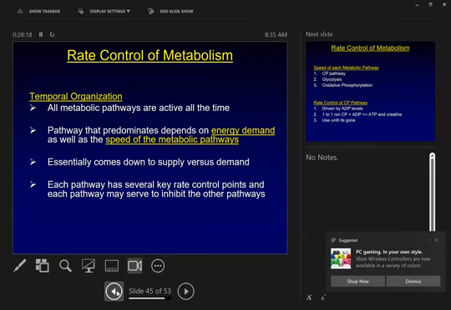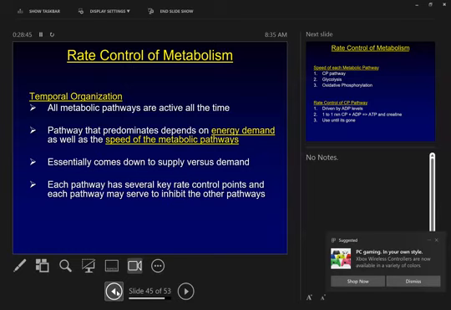Now, every pathway has some key rate control step. And it's that rate control step that we're going to want to examine as to why aerobic metabolism is slow. Why can it speed up a little bit, but never go any faster than that? Why is the creatine phosphate one so fast? It's all about these rate control steps.